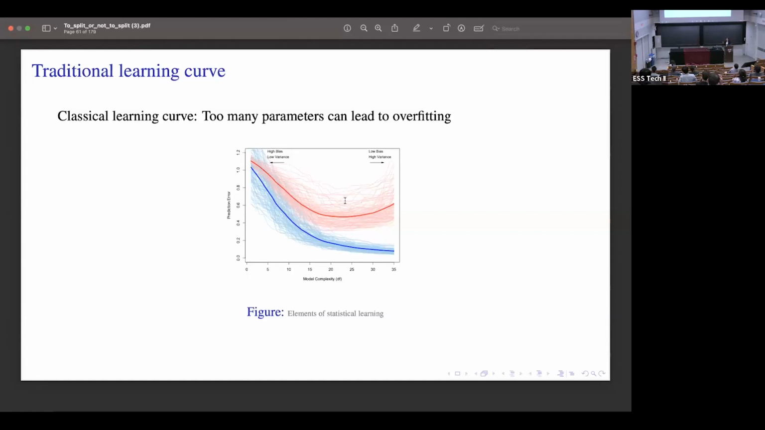And after a while, when I increase the size of my model too much, I risk overfitting, and my risk will once again start to increase. Right? This is the classical U-shape of learning.